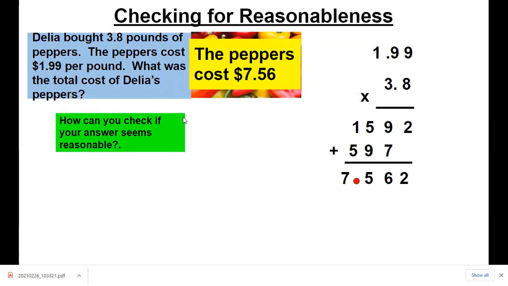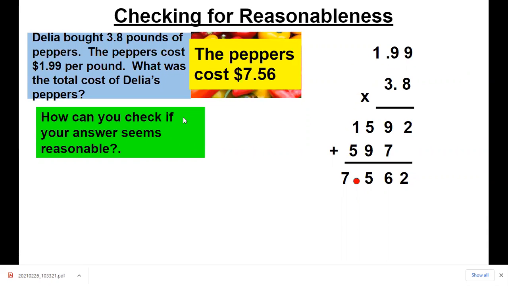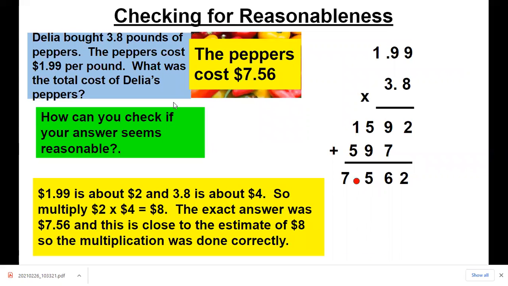Okay. How can you check if your answer seems reasonable? Does $7.56 seem about the right amount? Well, let's talk about it. $1.99 is very, very close to $2. It's 1 cent off, right? And 3.8 is about $4. So we would multiply the approximate $2 times $4 and we would get $8. So the exact answer again was $7.56, and this is close to our estimate of $8. So we have a reasonable answer, so our multiplication has been done correctly.